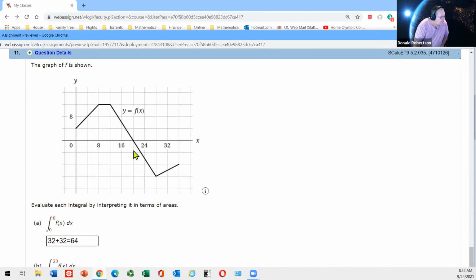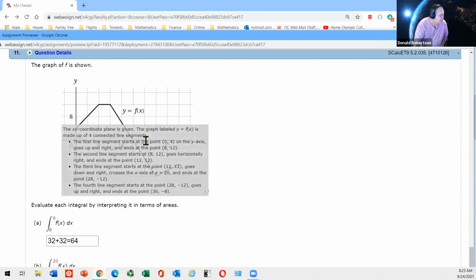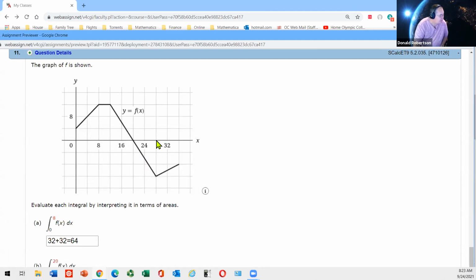Now, do you notice that some of this curve is below the x-axis? That's going to be from 20 to 36. If you want to find any of these areas, let's do this one. Suppose you wanted to do from 20 to 28. That would be this piece of the curve here. Wouldn't it just be one big triangle? Its area would be 8 by 12. Now half of 8 by 12 is 48.